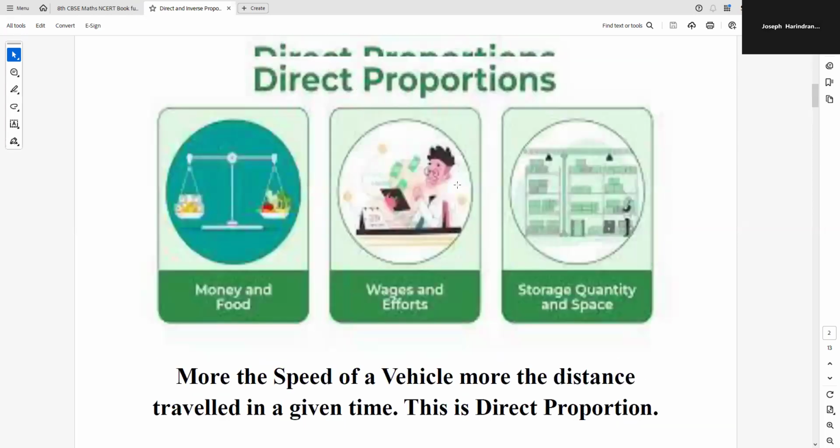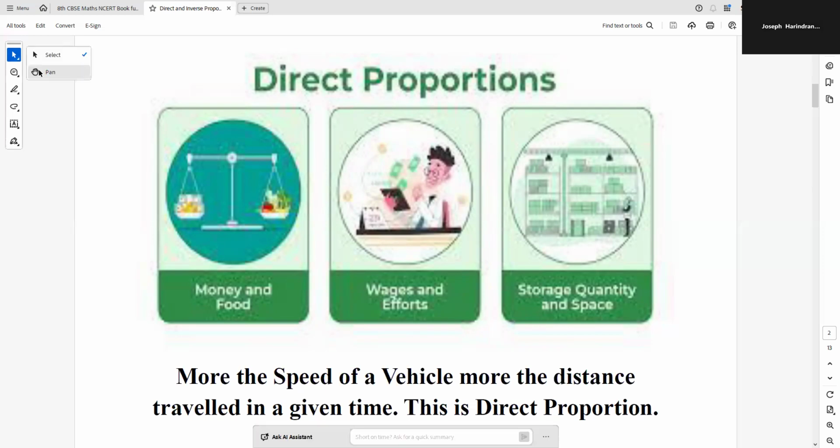What are direct proportions? First, let us see what is direct proportion. Money and food: the more money you have, the more food you can buy, or any commodity for that matter. Wages and efforts: the more efforts you put, the more work you do, and you get more wages. Storage quantity and space: the more space you have in the room, the more articles you can store.